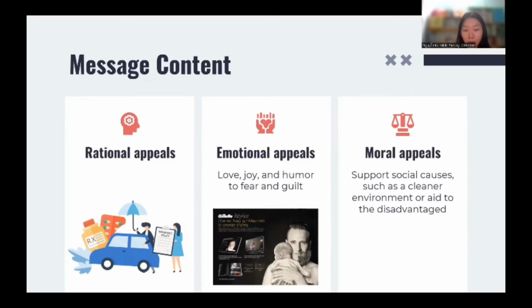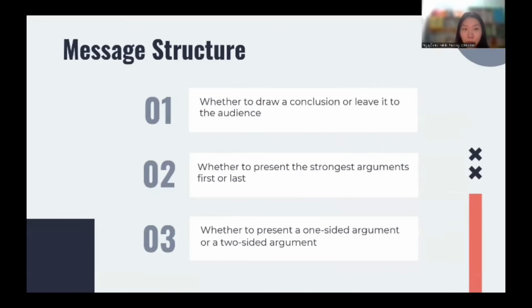Moral appeals are directed to an audience's sense of what is right and proper. They are often used to urge people to support social causes, such as a cleaner environment or aid to the disadvantaged. Message structure: marketers must also decide how to handle 3 message structure issues.